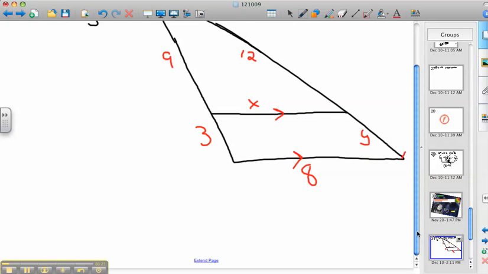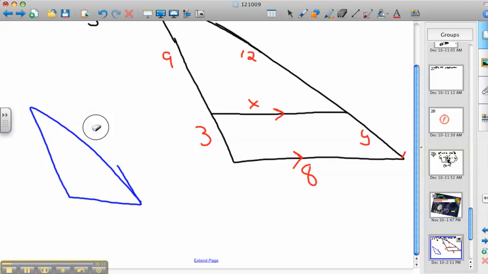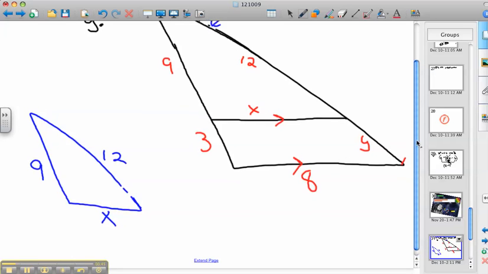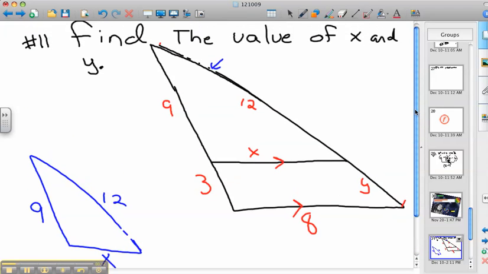So the first triangle, the little triangle, doesn't need to be fancy. Maybe a little better than that. So this would be 12, this would be 9, and this would be x. Let me get out of the way. Okay, so that's the small one. The big one, I'm going to leave there.